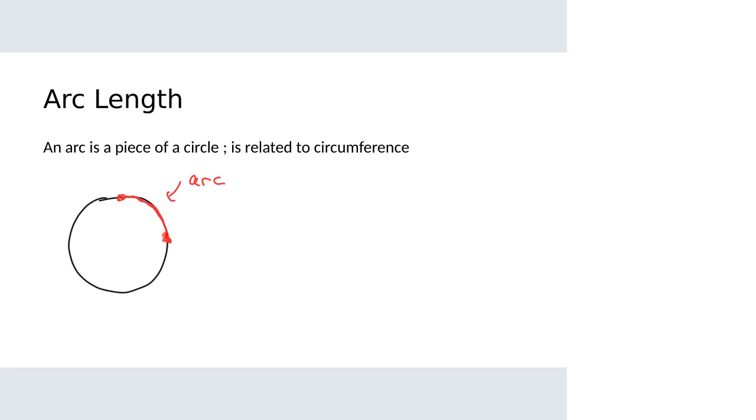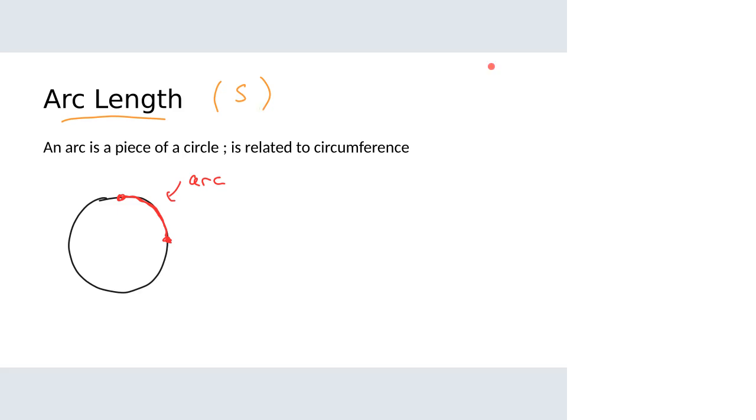And what we're going to do is figure out how long that arc is. What is the arc length? The abbreviation used for arc length is S. I'm not really sure why it's S. I'm going to make a note to myself to see if I can look that up. Why is arc length called S? But we use S for arc length. And so if we want to know how long that chunk of the circle is, we call that the arc length, and we'll use S to represent that.